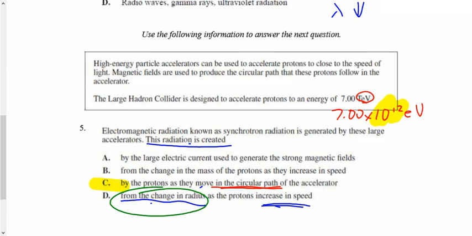Does that make sense? It's kind of tough there. We see the increase in speed, and we're kind of led to believe that that's like acceleration, so that's got to be the answer. But when we read the question a little bit more carefully, EMR is not generated by the change in mass, and it's not generated from the change in radius. So the answer for that one is definitely C. Again, one of those key words, accelerating, but we got to think a little bit beyond that as well.